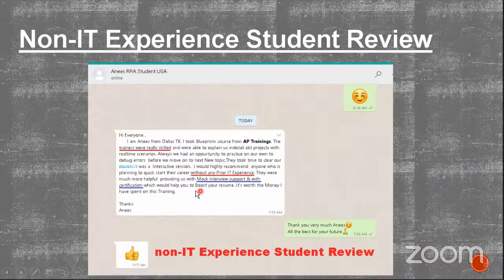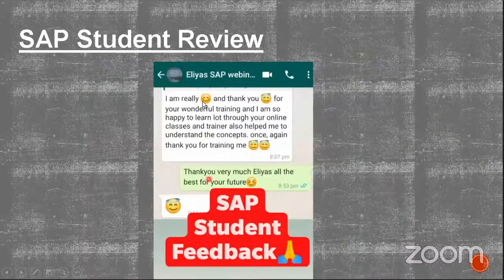After completing the RPA course, she felt that we provide support with mock interviews and resume preparation and everything, as well as certification. She's also a non-IT student. After the course completion, she immediately wrote the exam and cleared it. Then SAP students, we are also providing training in SAP. His name is Elias. He's a non-IT student. He learned SAP and he is now trying for jobs.